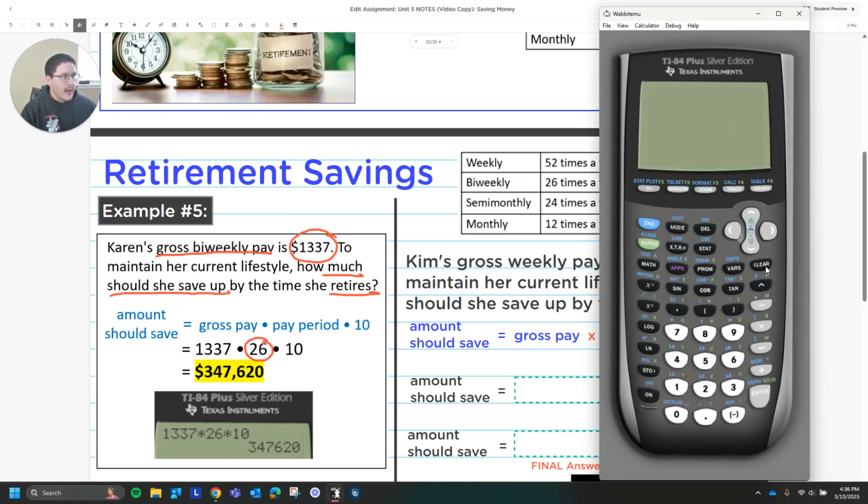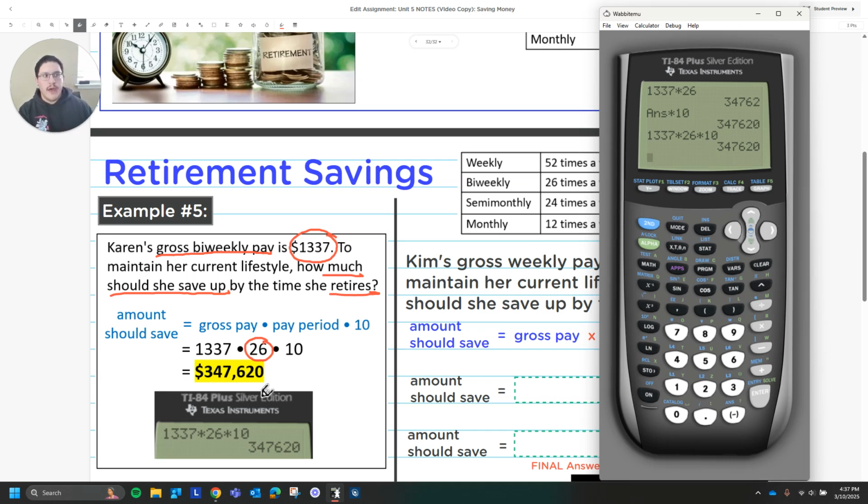So her annual income is going to be $1,337 times 26. It'll be $34,762. Multiply that by 10, and we get $347,620. That's how much she should save up by the time she retires. And you can do this all in one go too if you want, and you'll still get the same result. I was just showing y'all step by step what to do there.